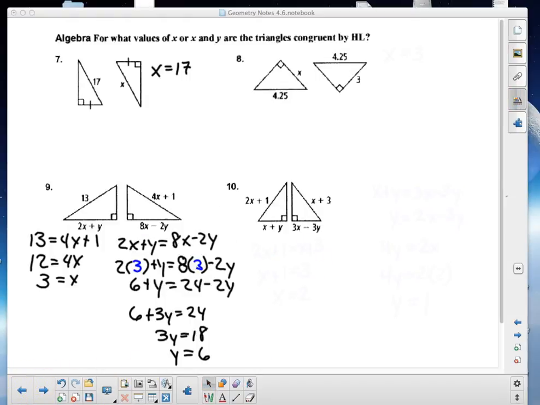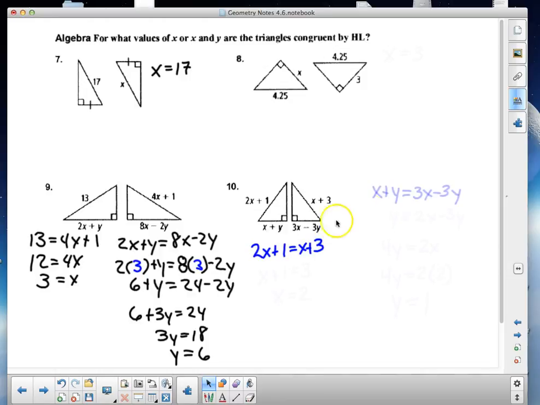Now in 10, you have the hypotenuse here and this hypotenuse along with these legs. So my relationship is 2x plus 1 equals x plus 3 for the hypotenuse. And now I have to keep in mind I have my leg relationship, which is x plus y equals 3x minus 3y. When I'm doing this, I'm going to solve for x first, use my value, and plug it in for x to find y. So I'm going to subtract x from both sides, and I've got x plus 1 equals 3. Then I'm going to subtract 1 from both sides, and I have x equals 2.